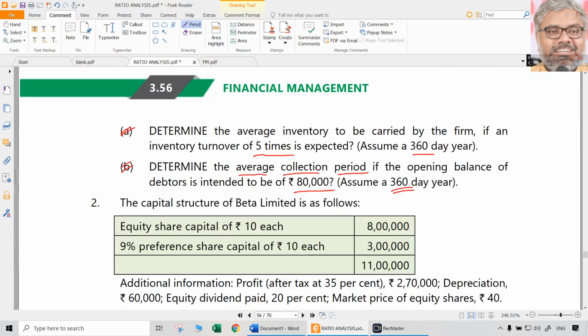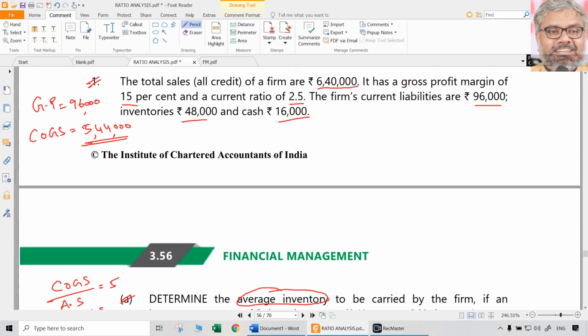5,44,000. Now, inventory turnover ratio is given already. What is inventory turnover ratio? Formula: cost of goods sold divided by average inventory. This first we should know, average stock or average inventory. That is given as 5 times. And what is asked here? What is asked is average inventory. Automatically, how to get average inventory or average stock? That will be cost of goods sold divided by 5. And cost of goods sold we already know, that is 5,44,000 divided by 5 means how much is going to be average inventory? 1,08,800. That is average inventory.